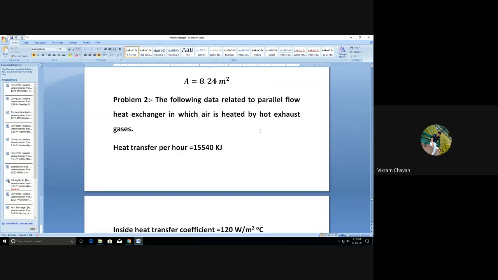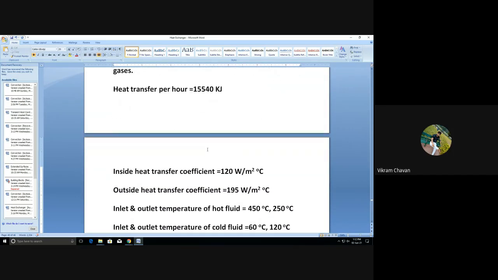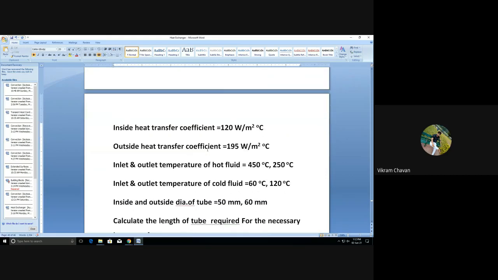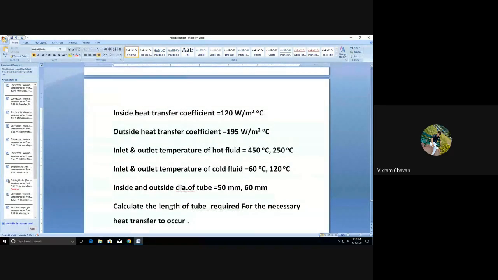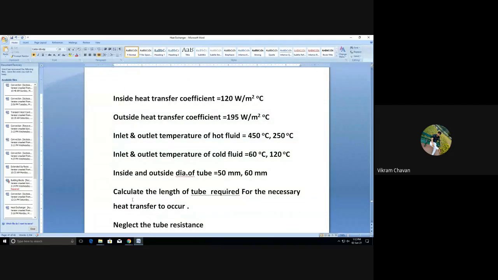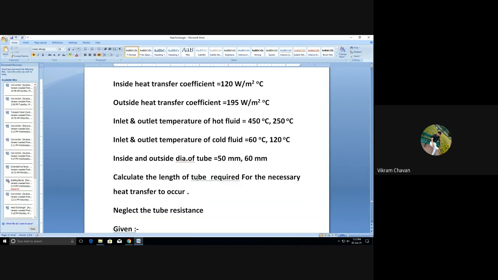Okay, then all the data, that is internal heat transfer coefficient, outside heat transfer coefficient, inlet temperature conditions and outlet temperature conditions, are provided. And lastly they ask what will be the length of that particular heat exchanger required to transfer the given heat. So to achieve the given heat transfer rate, that length we have to determine.